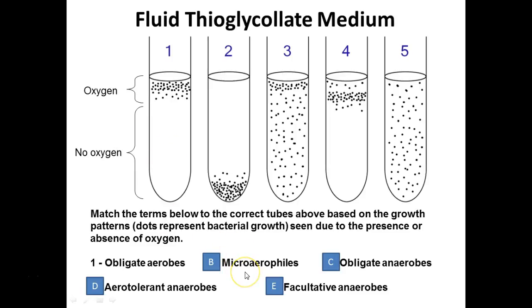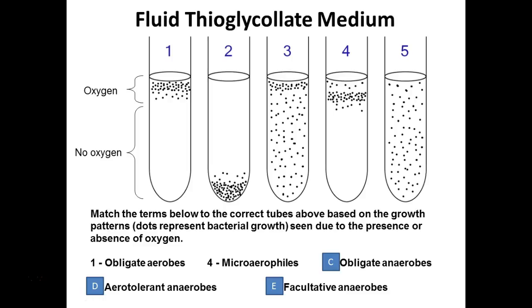So what about our microaerophiles? Think about what you know about them, what they need. Where would you see their growth? In 4, right? And again, it's a gradient in these tubes. Most of the oxygen's at the top, and then it decreases as you go down. So you see they're not right at the top like the aerobes were, right? They're a little bit below. But again, they're still in the oxygen zone, right? They're not in the non-oxygen zone. So number 4.